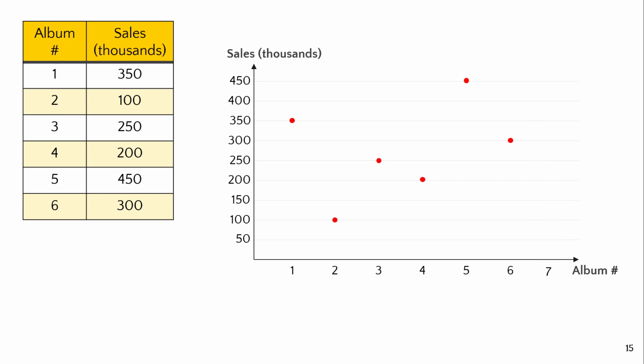Is it going to be the same as album number 6, which is 300,000 albums sold? Is it going to be the same as album 2, which is 100,000 albums sold? Well, your best bet would be the mean. The average number of albums sold is equal to 275,000 albums. That is the best we can do.